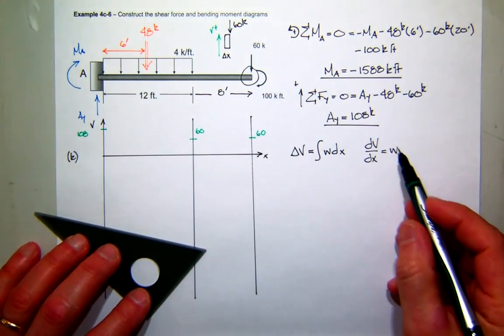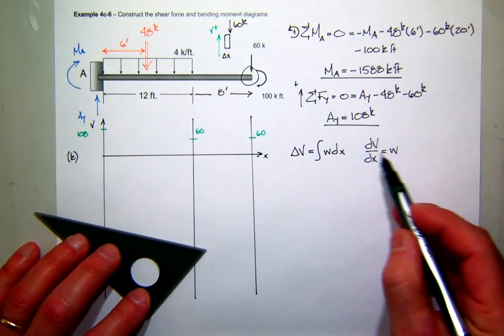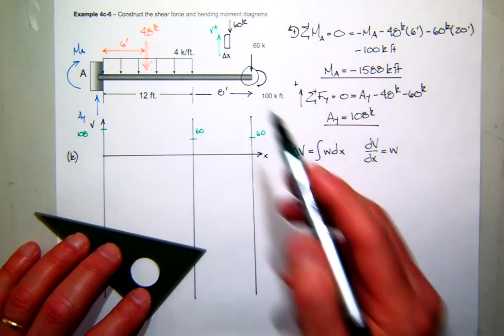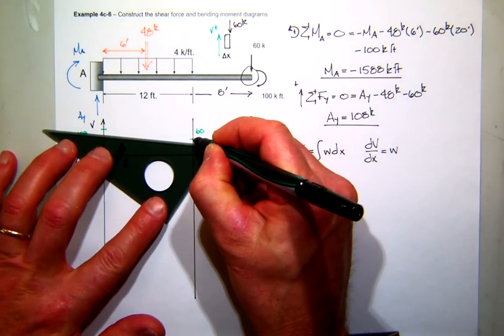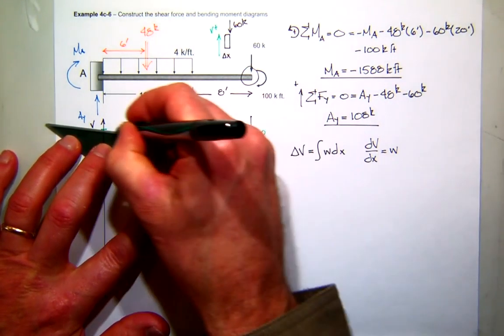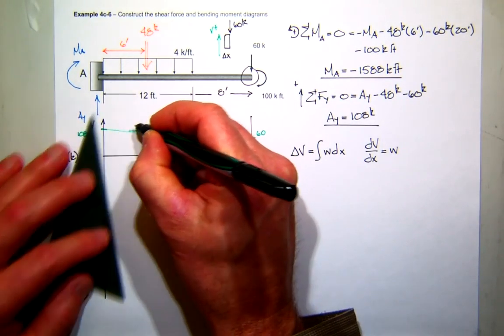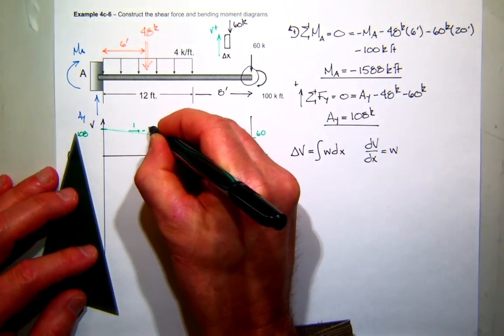And what's the shape of the curve between those 2 points? Well, it's given by the load. And the load is constant and negative. So there's a constant negative slope. And again, if you looked at the slope value there, it'd be 1 to minus 4.